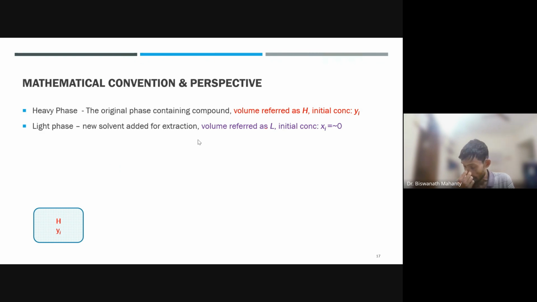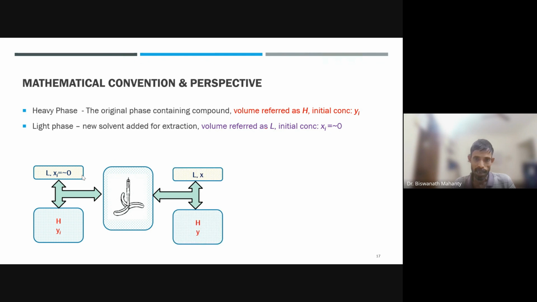Similarly, we will also have a light phase, that is the organic liquid, where the volume is L. And the initial concentration in the organic phase we are assuming as 0, because we are using fresh solvent for the extraction process. So we represent here L and Xi equal to approximately 0. These two phases come into close contact and mix, so there is a partitioning of your solute between these two phases. And so, mixing and separation.